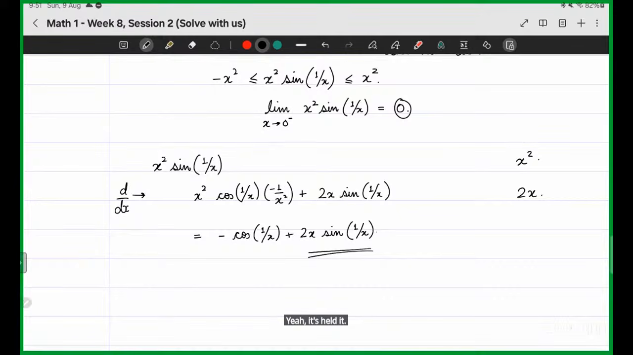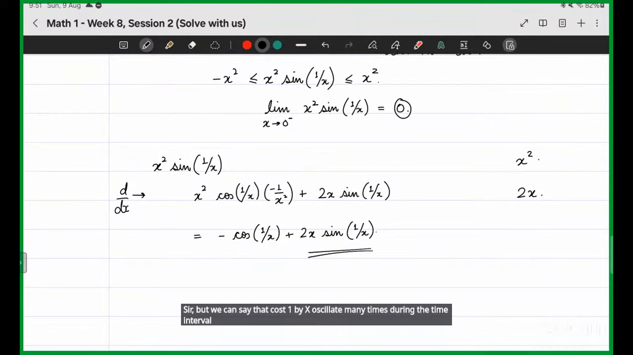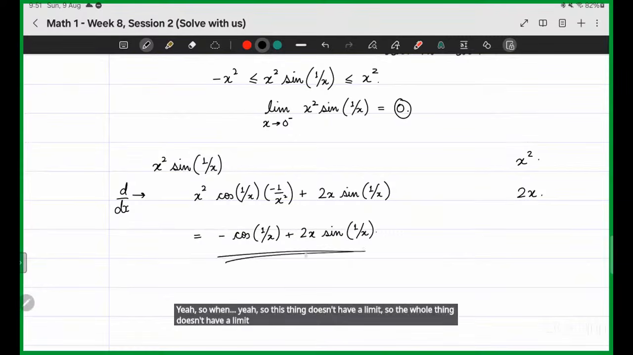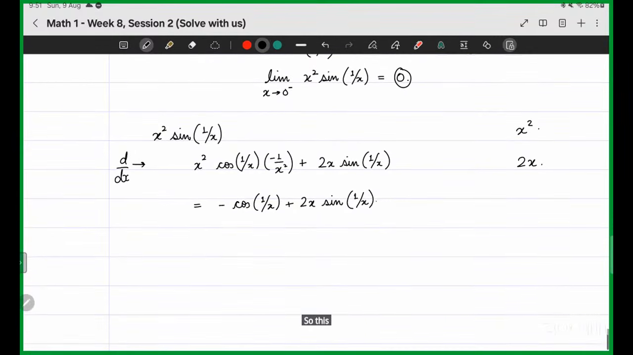Likewise it goes to 0, by using the x sin 1 by x argument, because x sin 1 by x can be bounded between minus x and plus x. But we can say that cos 1 by x oscillates many times during the time interval, so we cannot. So this thing doesn't have a limit, so the whole thing doesn't have a limit.